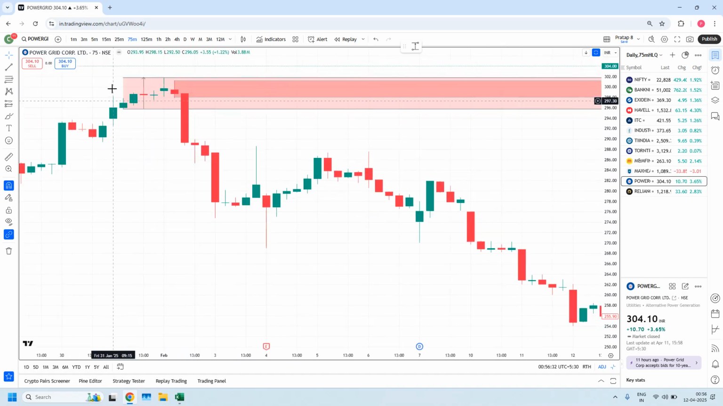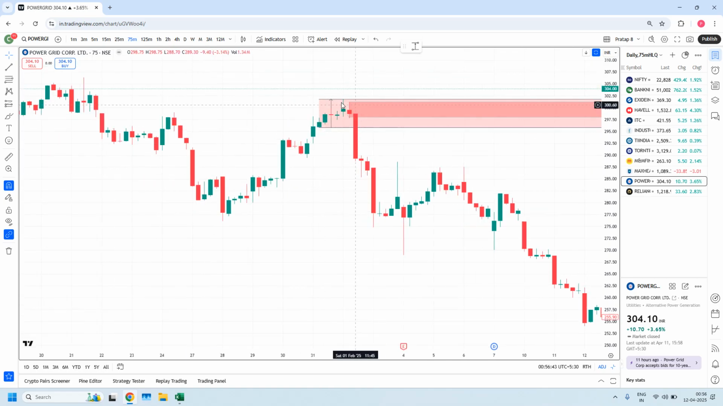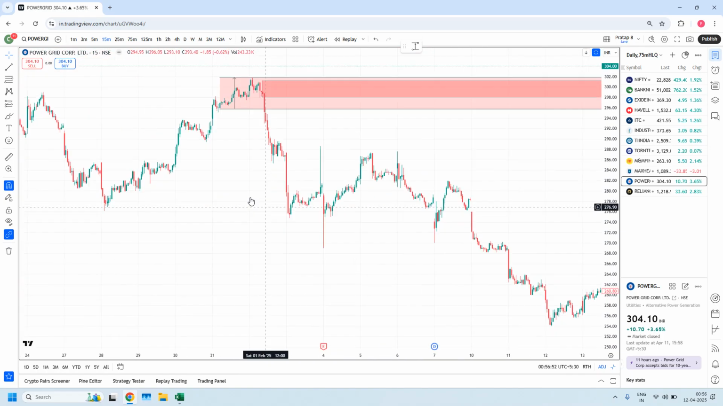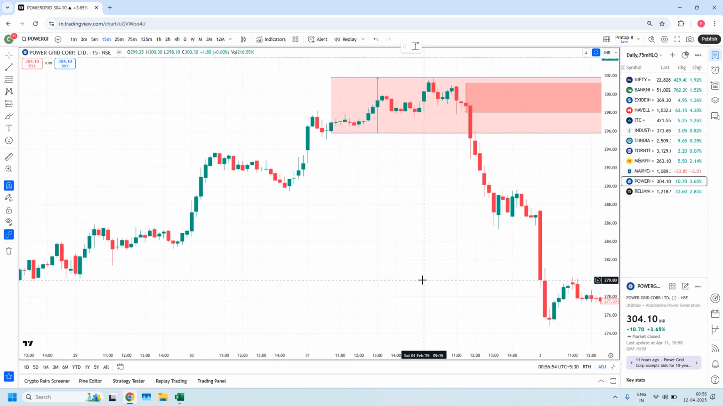Software identified this as a rally. Add the hidden body here. The moment you add the hidden body, it is a rally candle. You have 1, 2, 3, 4, 5, 6 base candles and a drop candle. So this is how our software identified this zone. And this 75 minute zone is fine-tuned with the 15 minutes time frame. In the 15 minutes time frame, you see here you have a drop candle, 2 base candles and a drop candle. So this is the way I have drawn the 15 minute zone.